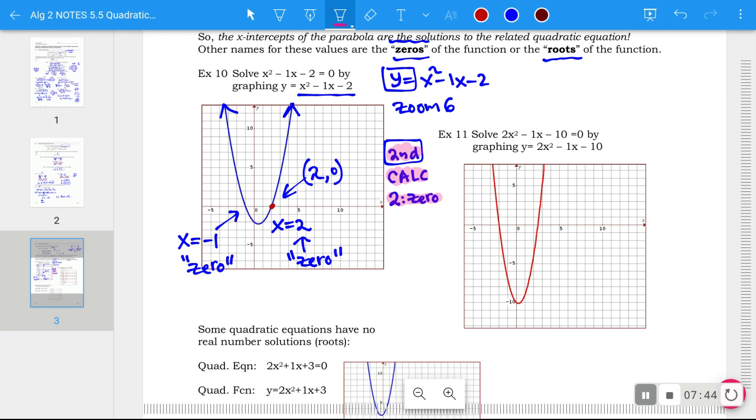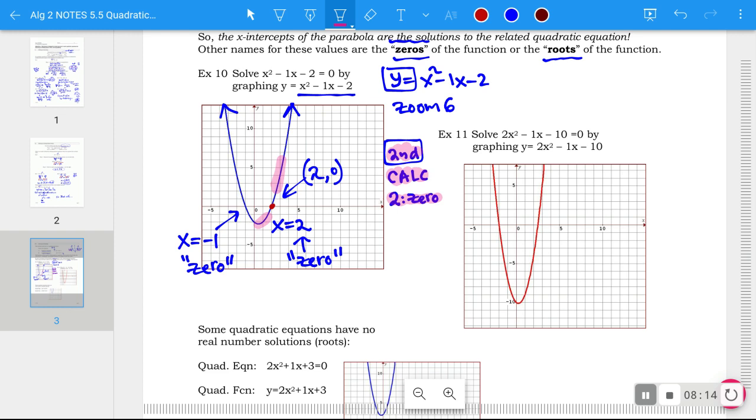And when it says left bound, you want to move your cursor till it's somewhere over here, a little bit to the left of that x-intercept. Hit enter. And now it wants you to go to the right side. It says right bound. So you take it somewhere over here on the right-hand side of the answer. Hit enter. And then when it says guess, you just hit enter once more, and it should pop right to that x equals 2. And you've got both answers.